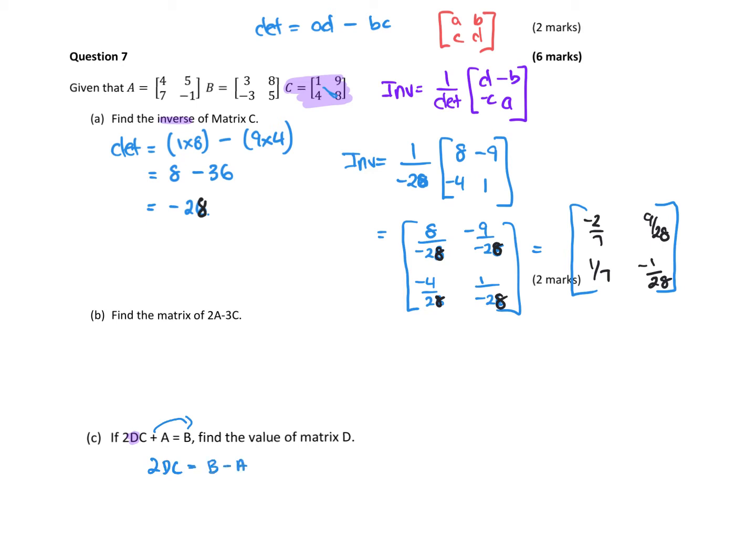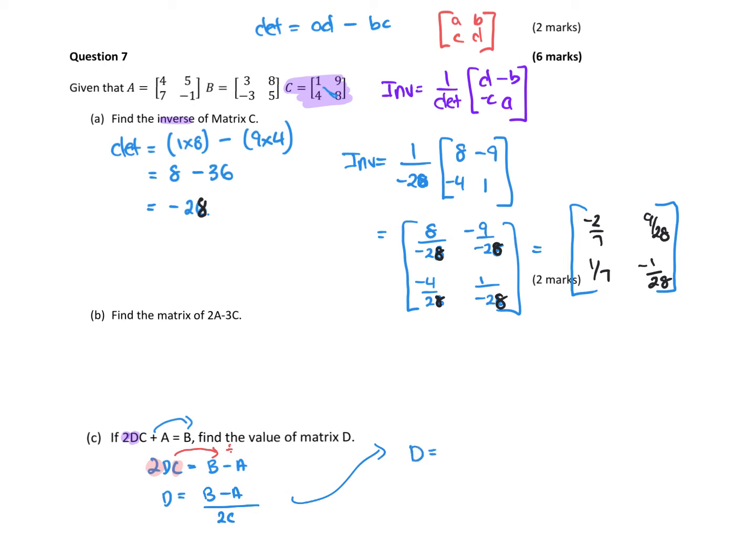Now if I was trying to get D by itself, what I would do is, the 2 here and that C is multiplying. So if it's moved over an equal sign, it will divide. So what you're actually doing is you've got the B minus A and you're dividing by 2C. Now, you know in matrices we don't divide. In matrices, when you divide, you use the inverse.